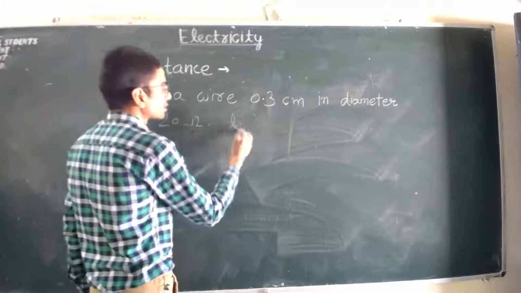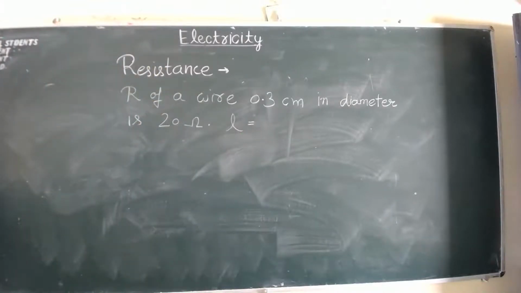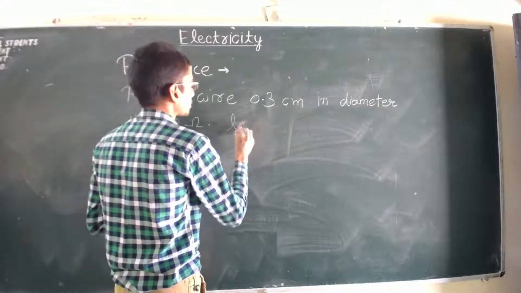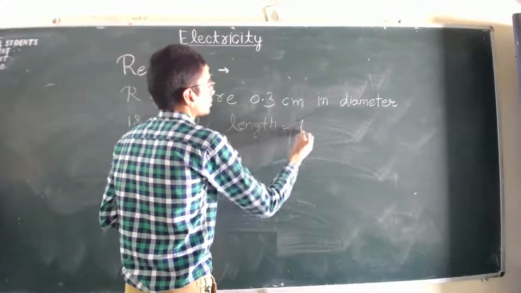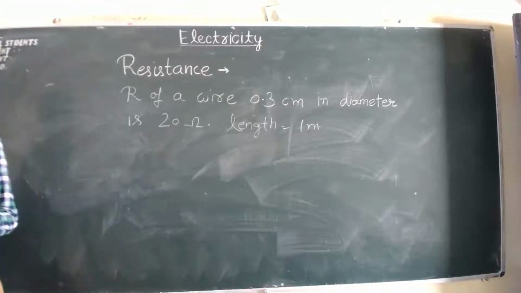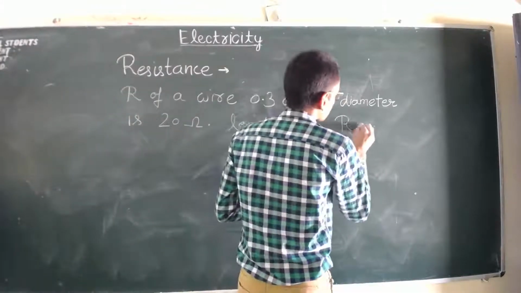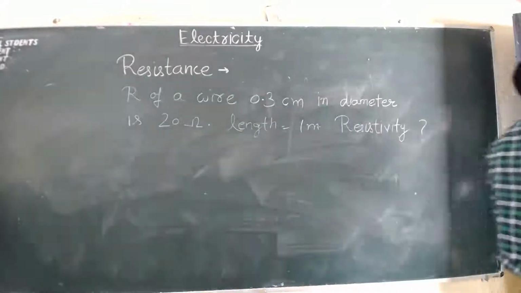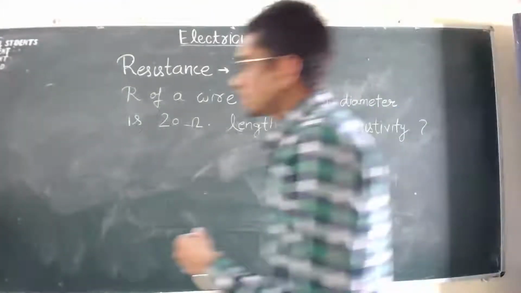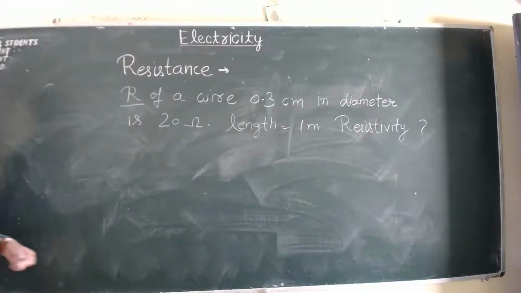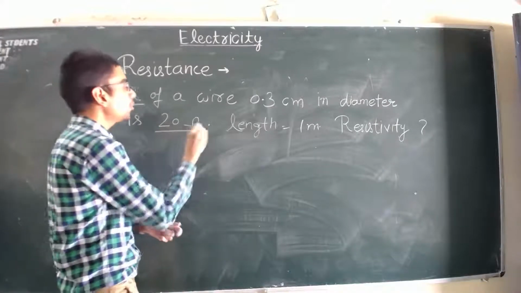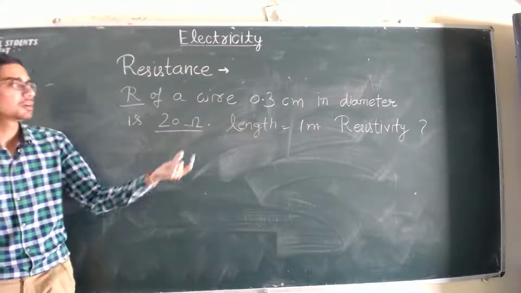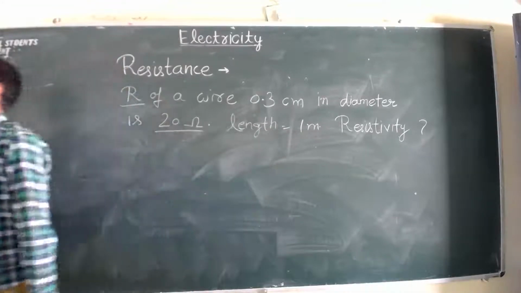Length of the wire is 1 meter. Find resistivity. What will be the value of resistivity? R is resistance. Resistance of a wire 0.3 centimeter in diameter is 20 ohm. आपको यूनिट से ही पता चल जाना चाहिए रेजिस्टेंस है. Length is 1 meter. Resistivity.